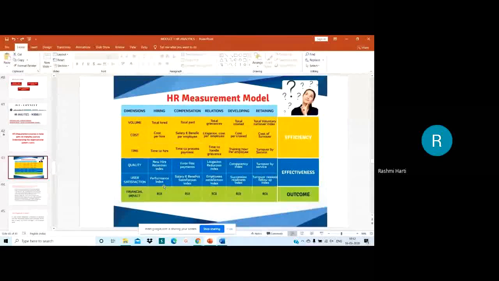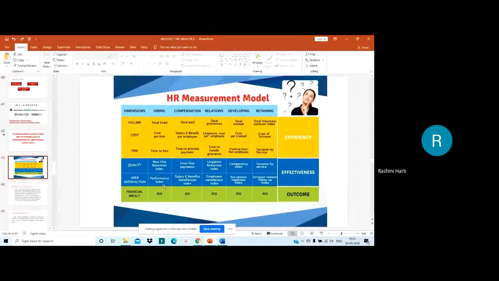Coming on to next, compensation, right? Salary and benefit satisfaction index. So here when the salary and benefits are given to the right employee and employees are satisfied with the salary and benefits which are being given, at that time we can say that the HR department is effective. That means it is measuring the performance of the employees in a right way and giving salary to the right employee.